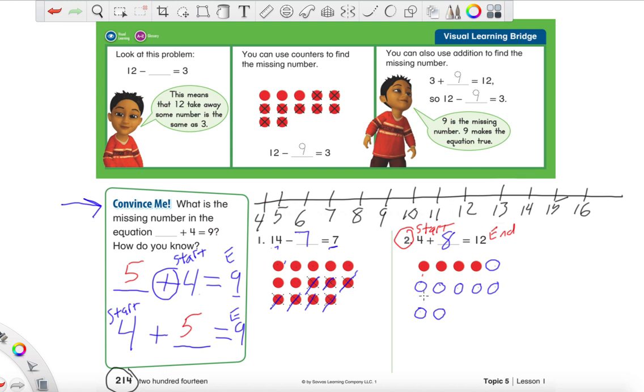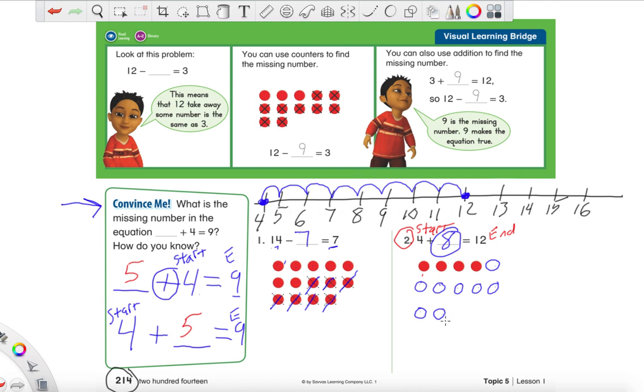Now if you wanted to use the number line instead, here's how it would look. You have your start number, which is 4, so I put a dot on the 4. My end number is 12, so I put a dot on the 12. Now I'm just going to jump from the 4 to the 12, see how many jumps it takes. 1, 2, 3, 4, 5, 6, 7, 8. It took me 8 jumps, and down here we drew 8 circles, and no matter what, we get 8 as our answer.